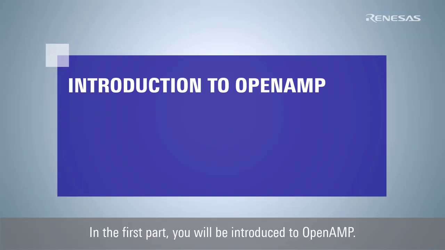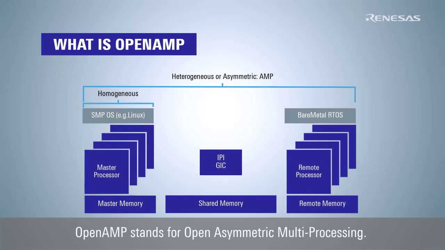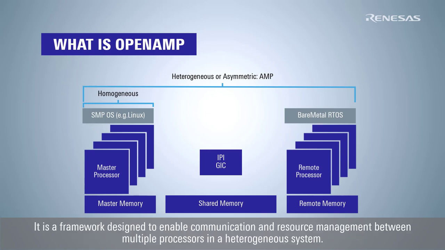In the first part, you will be introduced to OpenAMP. OpenAMP stands for Open Asymmetric Multiprocessing. It is a framework designed to enable communication and resource management between multiple processors in a heterogeneous system.